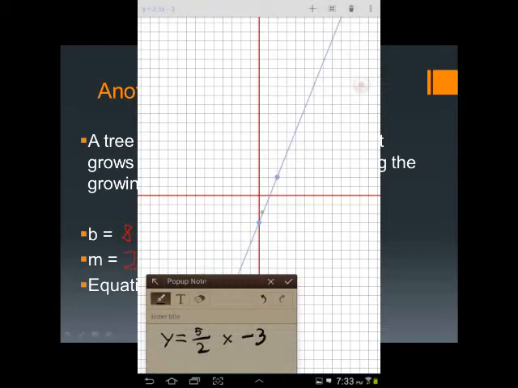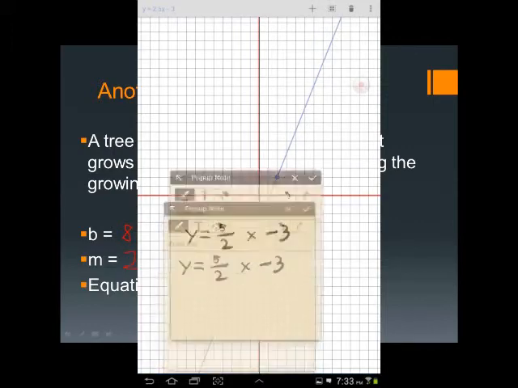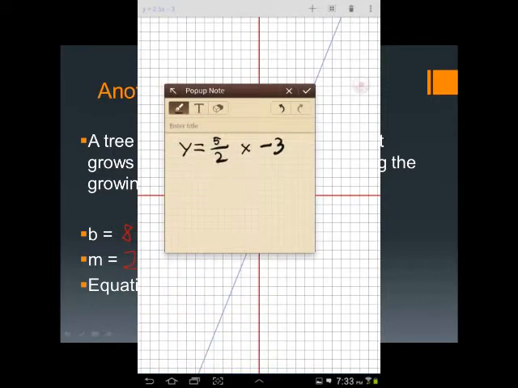So I started here, up 1, 2, 3, 4, 5. So the 5 came from, and then from there, 1, 2 on the x. That's where the 2 came from. Notice also that on this particular program, up here in the corner, has the equation already listed. But they do it in a rounded off decimal instead of a fraction. In this case, 2.5 is fine because that's what 5 halves is.